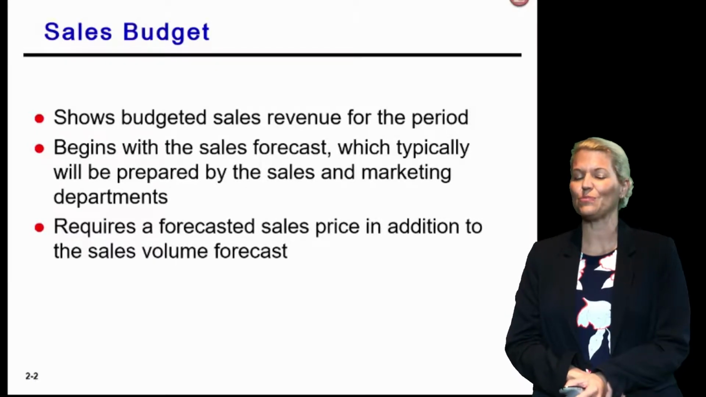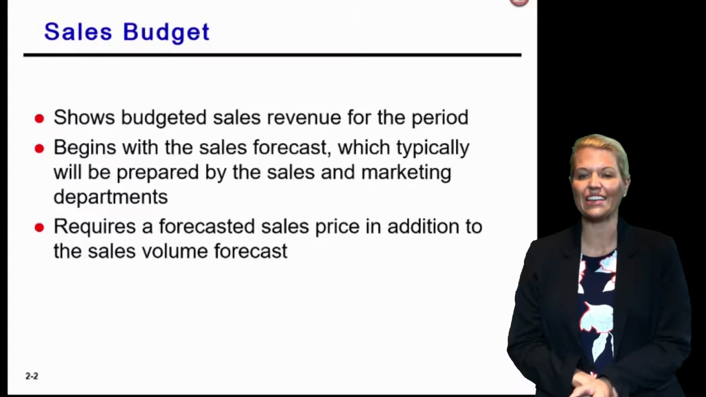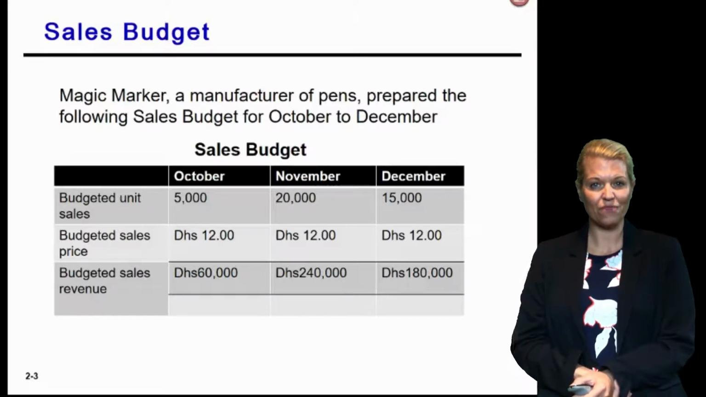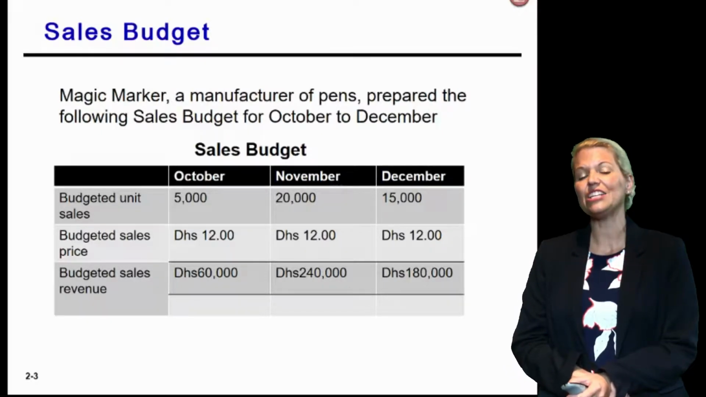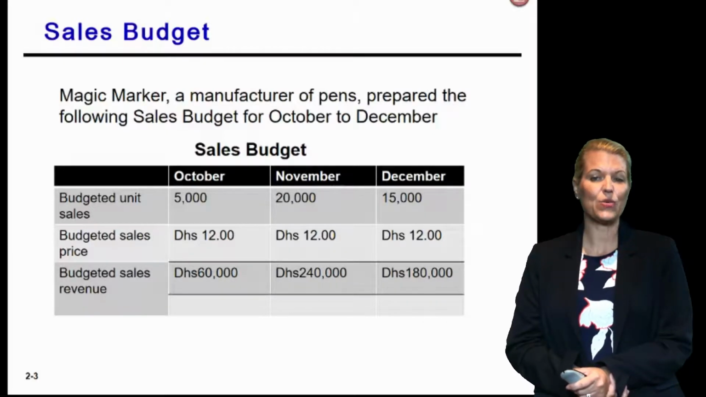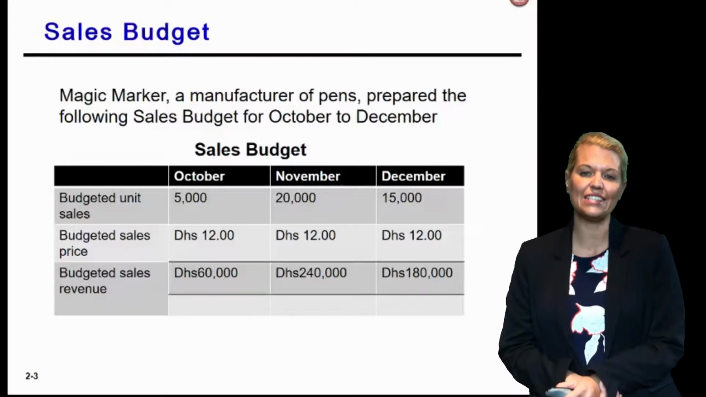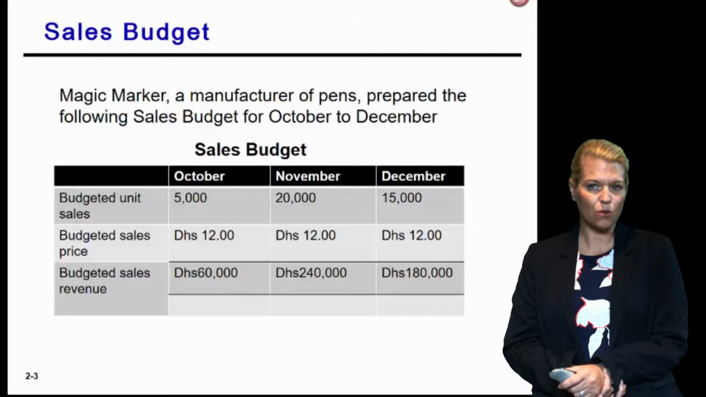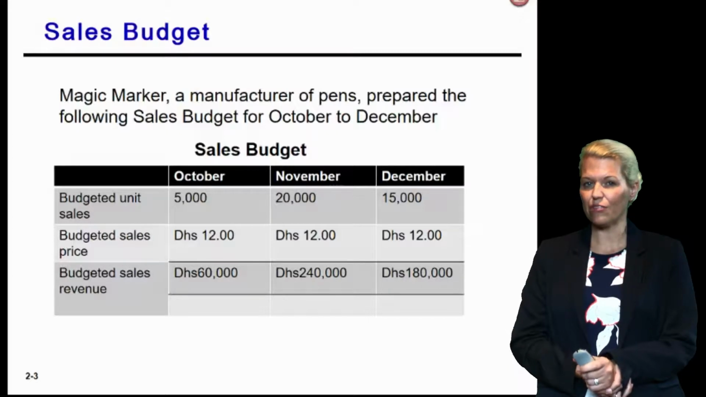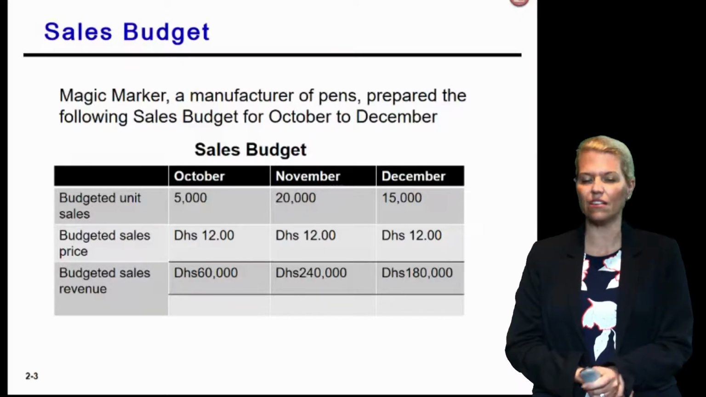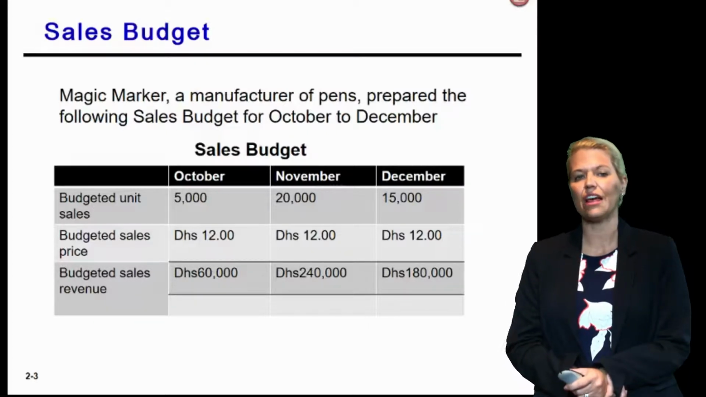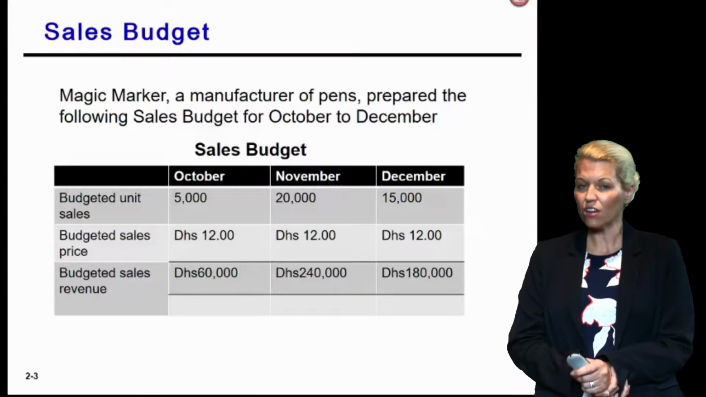Okay, so let's put our theory into practice and let's look at an example. Our company is Magic Marker. It's a manufacturer of pens, and it will prepare its sales budget as follows. For the next 3 months, October, November, and December, from the sales and marketing department, it has received the following numbers. The budgeted unit sales, therefore the planned product sales, of 5,000 for October, 20,000 for November, and 15,000 for December. Now that is good, but it's still not complete.